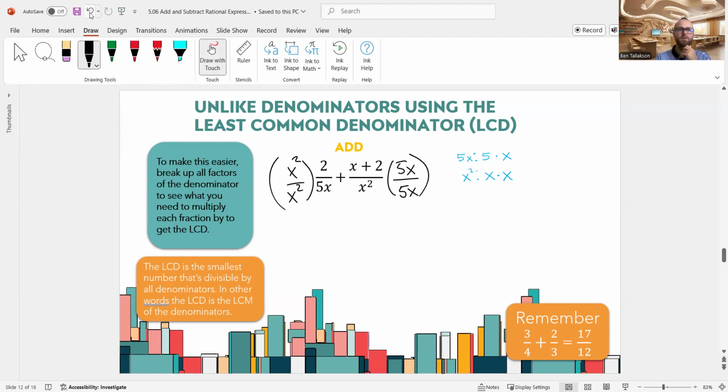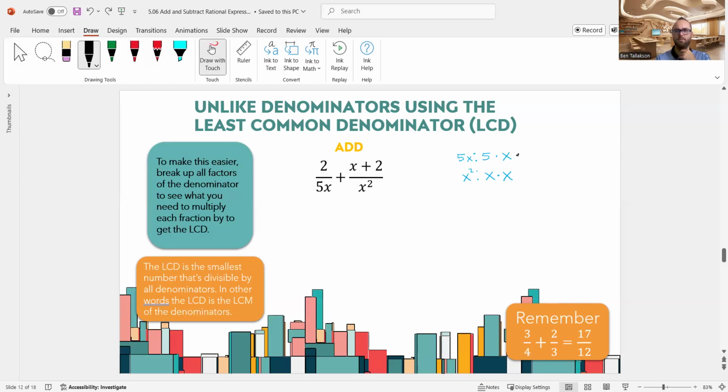But that's doing even more than you actually need to do. Just because it would still work, but you don't need 5x cubed as a denominator. You just need 5x squared. So I'm going to do the same method I did before here, where I'm listing out the factors of each denominator and then asking myself, what's missing?